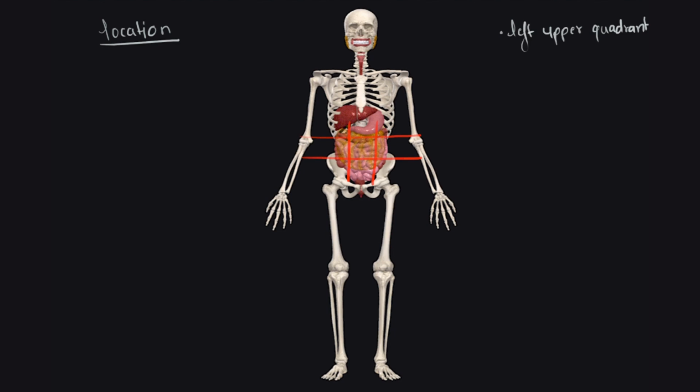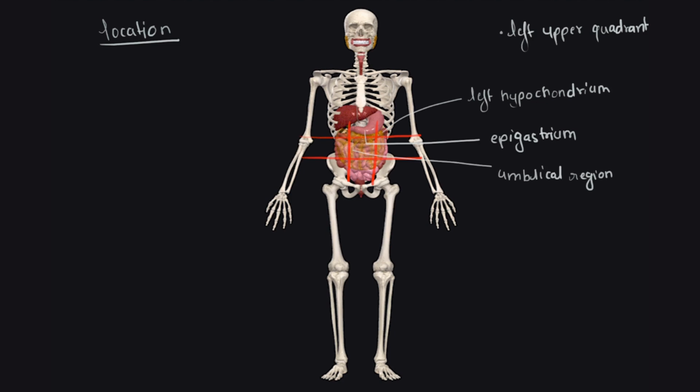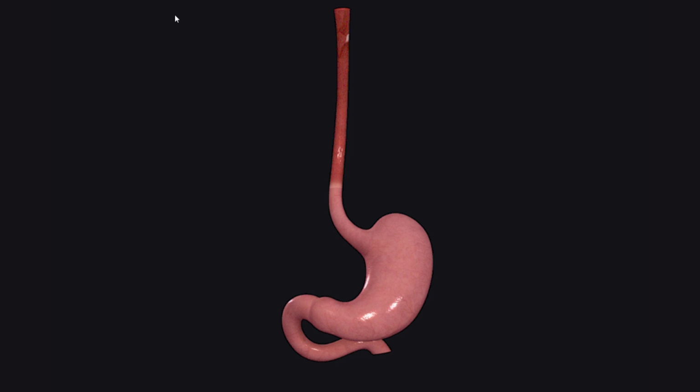The regions of the left upper quadrant which are occupied by the stomach include the left hypochondrium, then we have the epigastrium region, and lastly we have the umbilical region. Now we have a fair enough grasp on the location of the stomach.